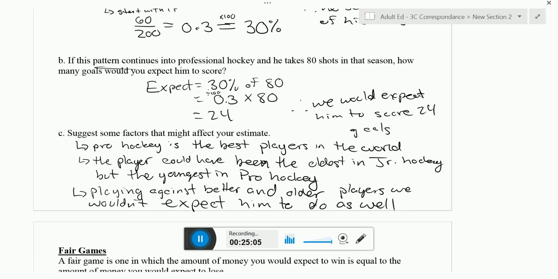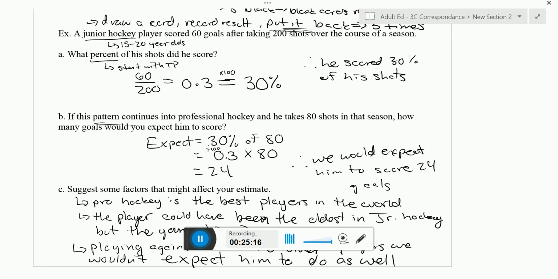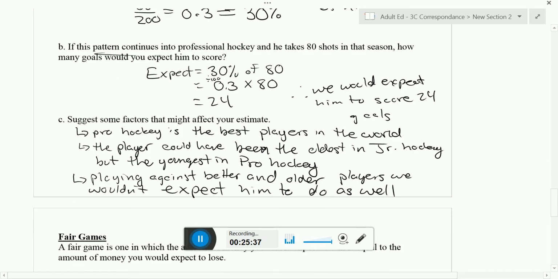So even though we're saying that we're expecting 24 goals, we would understand if he scored less because of all those factors. So that's a probability application, saying what do we expect him to do, but then analyzing that expectation and giving some reasons why he might not quite match it. Maybe he would do better than it. If you can think of some legitimate reasons, as long as you can argue your point, you're going to get the marks for a question like that.